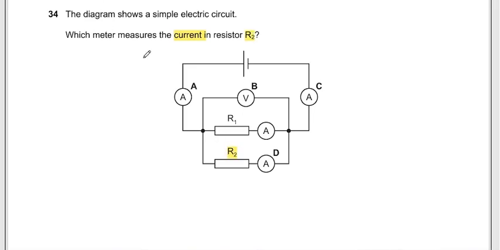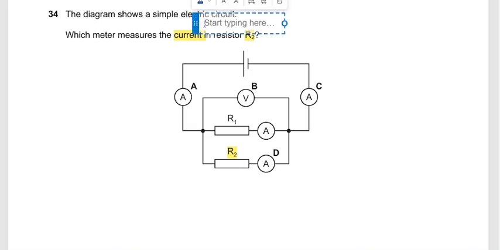Now let's see if we can remove any option. When we have to measure current, we know current can only be measured by an ammeter. So we can see that B can be cut out. Why? Because B is a voltmeter, which is used to measure the potential difference and not the current. So B is out. We're left with A, C and D.